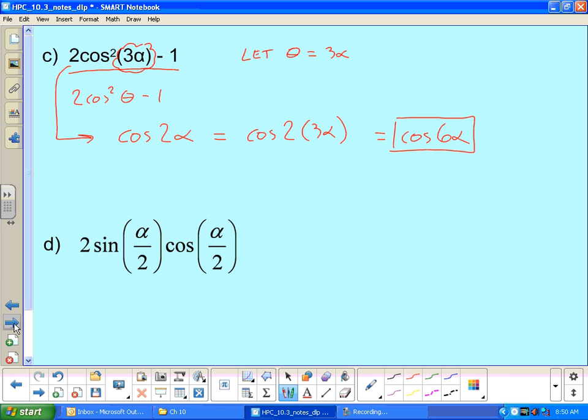Let's go ahead and just do the substitution method. We know that this would become cosine of 2 theta. You re-substitute 3 alpha in, which is what we essentially did in the one below. Cosine of 2 times 3 alpha. And we ended up with cosine 6 alpha. So either do the substitution or just play with what you have there.